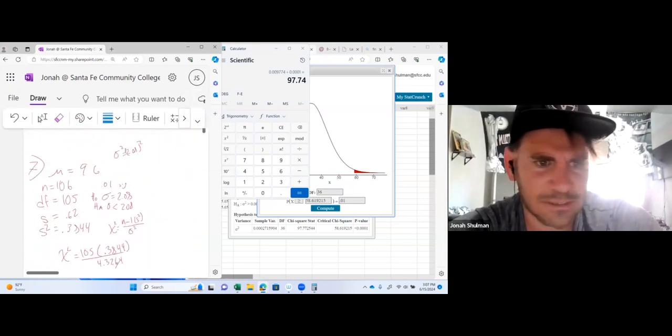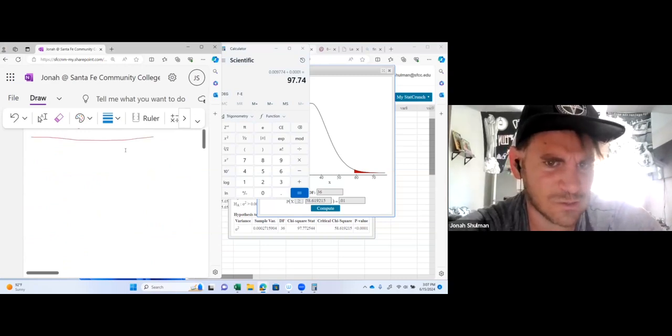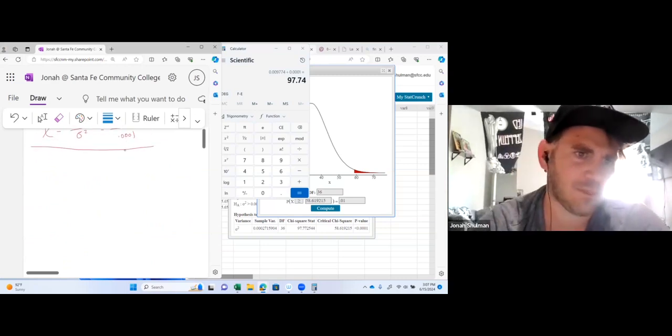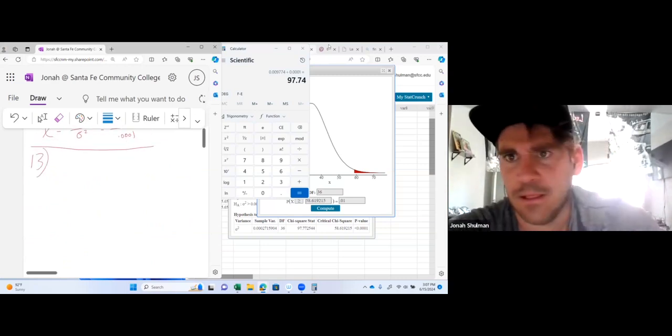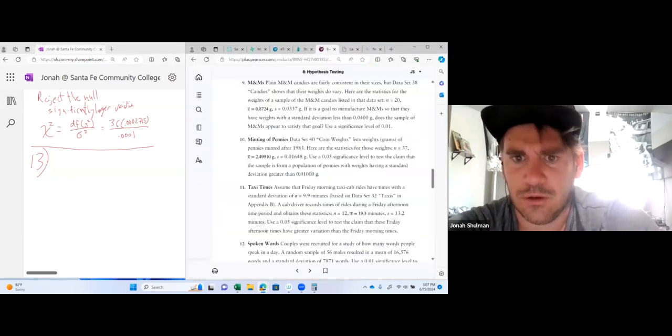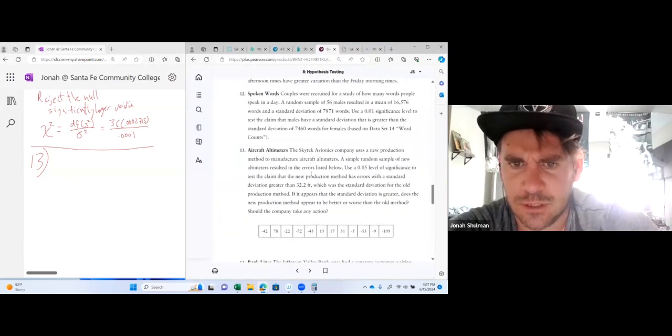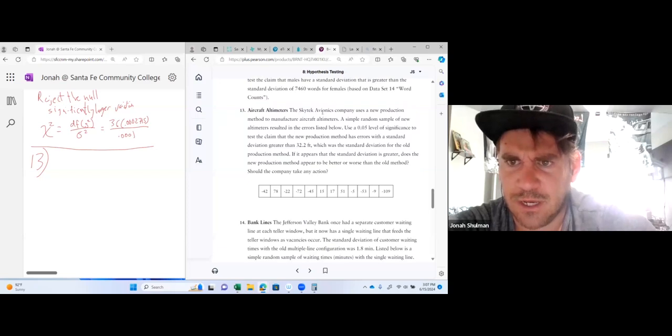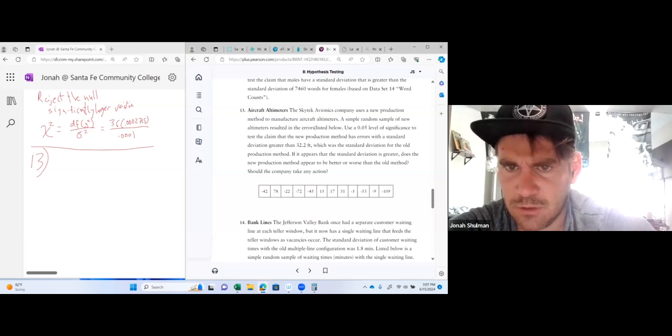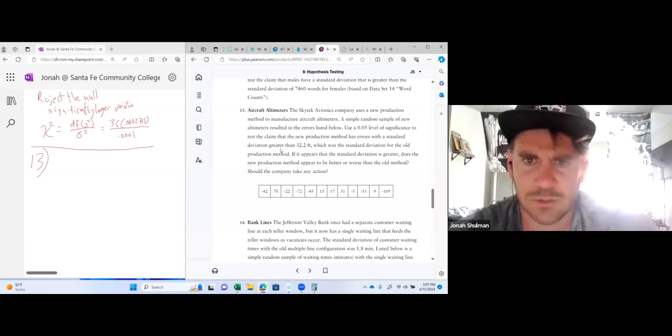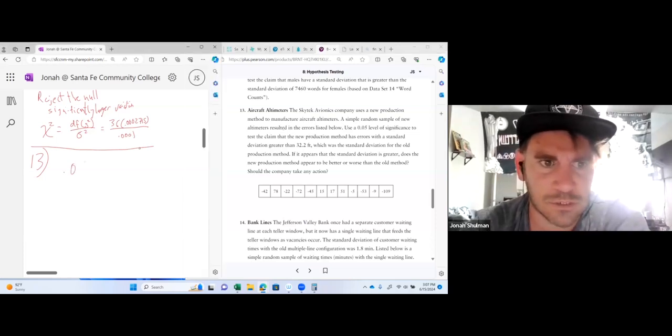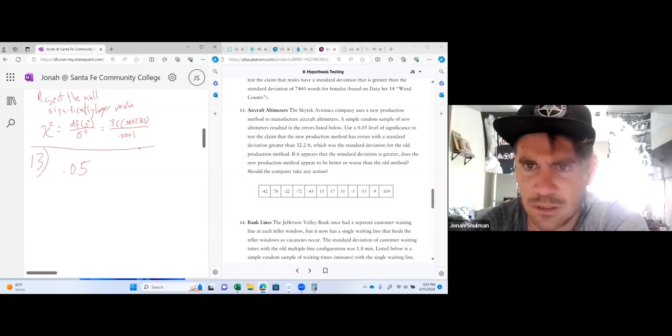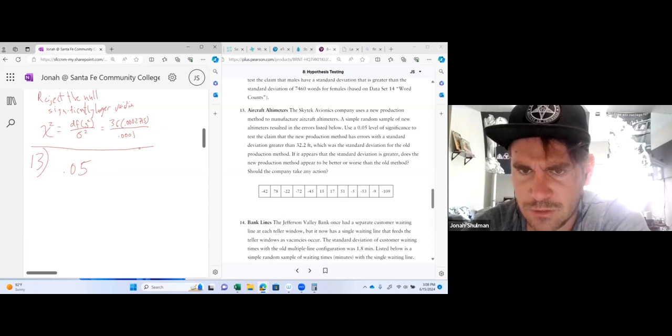All right, the last one's 13. Why is this good? The answer will be in the back. So here's number 13. The SkyTech Avionics Company uses a new production method to manufacture aircraft altimeters. A simple random sample results in errors below. So we're using 0.05. We have data here, which is nice. I like when we get to work with the data. And we want to know a standard deviation greater than 32.2 feet.